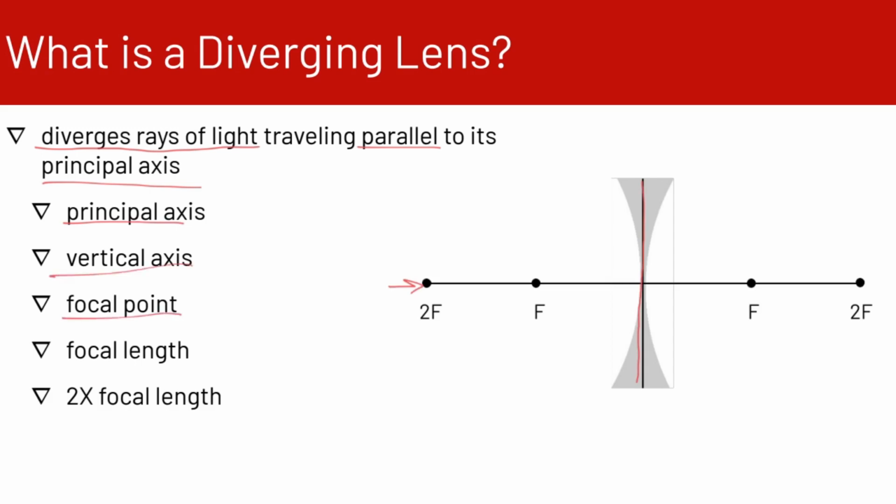We have the focal point, this point here, and that's on both sides of the lens. We have the focal length. That's the length from the vertical axis to the focal point. And then that length is on both sides of the lens. Then we have 2 times the focal length. So that is this distance here from 2f to the vertical axis. That's 2 times the focal length.